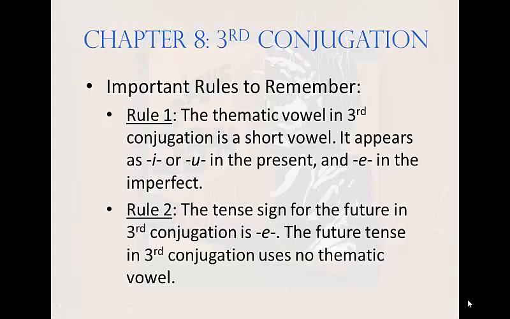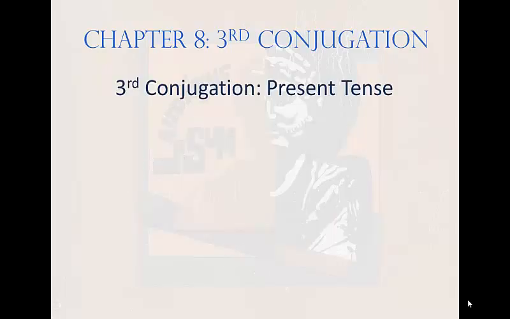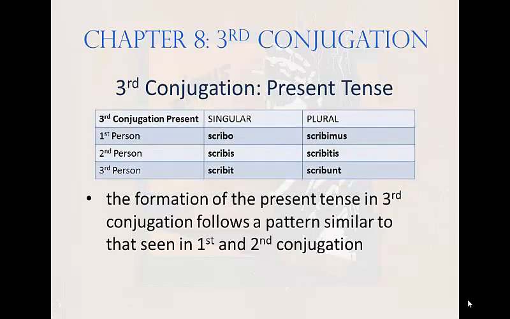As you can tell from that introduction, this is a relatively short chapter, which should come as a welcome relief. But it's not necessarily an easy chapter. Third conjugation has the most irregularities of the four conjugations in Latin. Here is an example of a third conjugation verb, scribo, which means write, conjugated in the present tense. Scribo, scribis, scribit, scribimus, scribitis, scribunt.